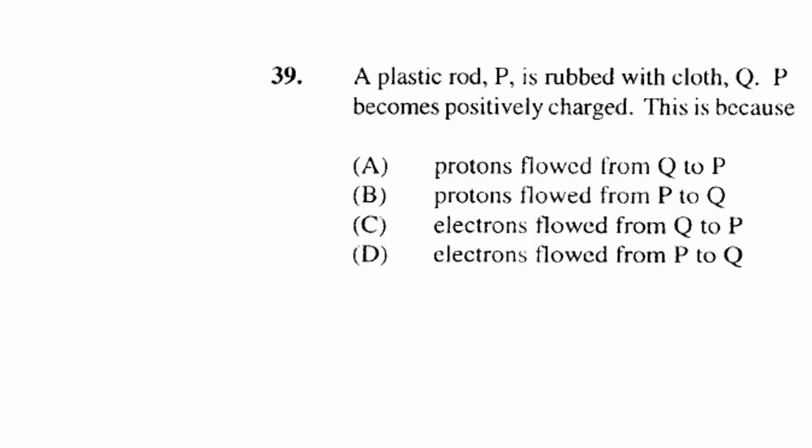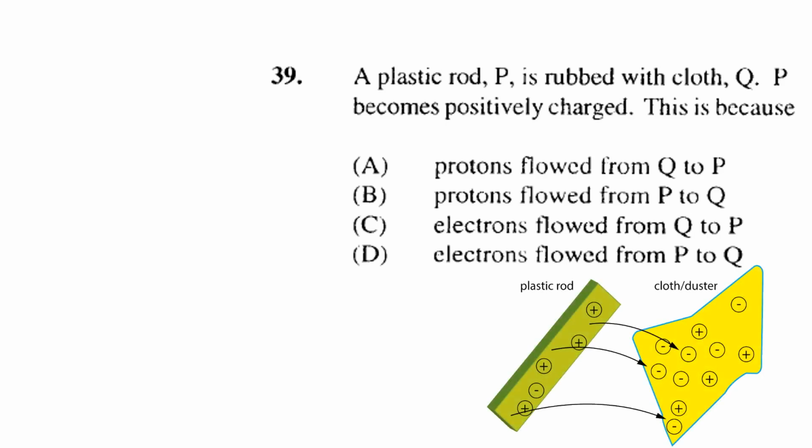Number 39. A plastic rod P is rubbed with cloth Q. P becomes positively charged. This is because A, protons flowed from Q to P, B, protons flowed from P to Q, C, electrons flowed from Q to P, or D, electrons flowed from P to Q?